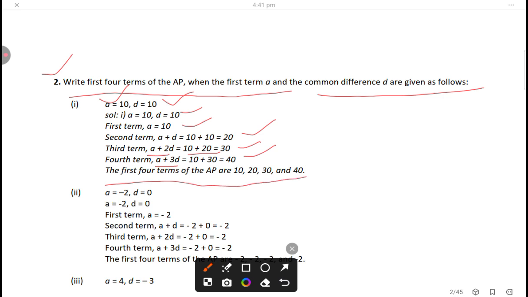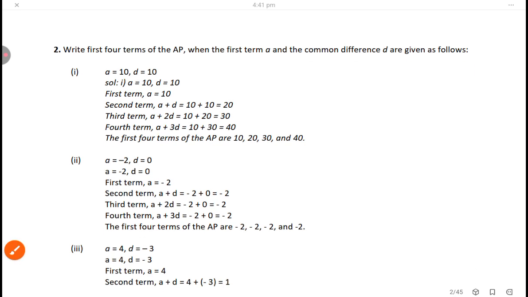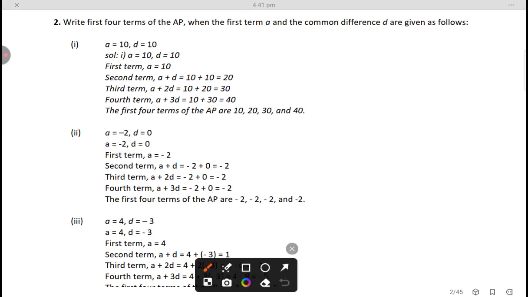Another question. A equal to minus 2, D equal to 0. So the first term is minus 2. Second term is A plus D, minus 2 plus 0, minus 2. So here 0 is the difference. So you will get all minus 2's. So the four terms of the AP are minus 2, minus 2, minus 2 and minus 2.